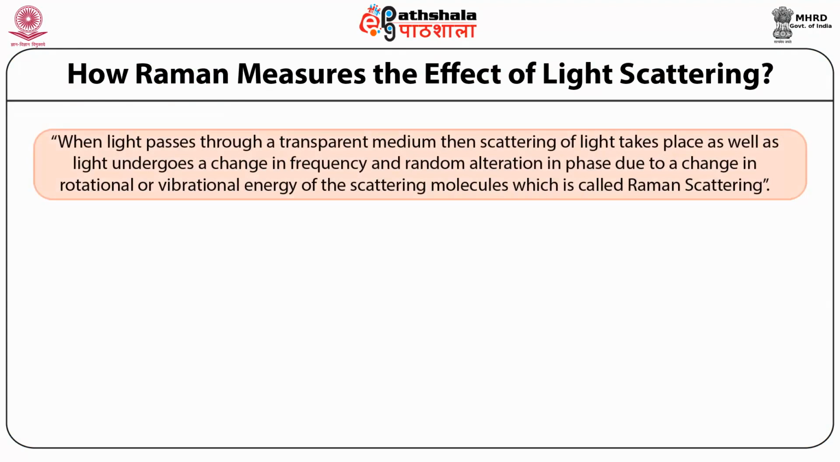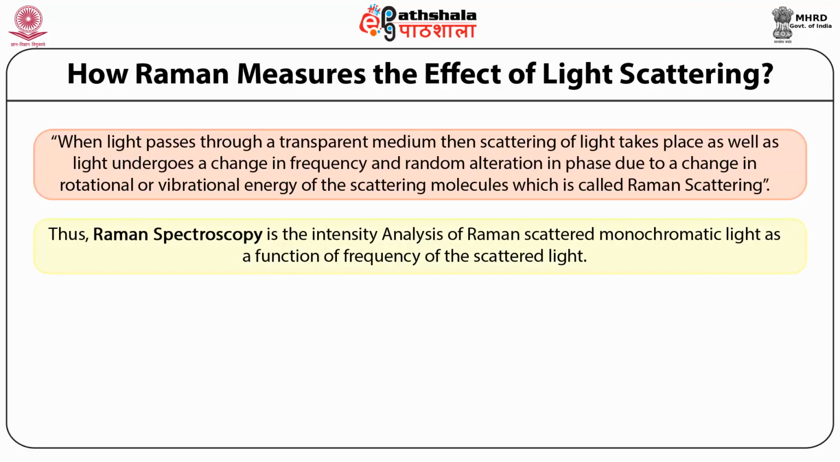When light passes through a transparent medium, then scattering of light takes place, as well as light undergoes a change in frequency and random alteration in phase due to a change in rotational or vibrational energy of the scattering molecules, which is called Raman scattering. Thus, Raman spectroscopy is the intensity analysis of Raman scattered monochromatic light as a function of frequency of the scattered light.